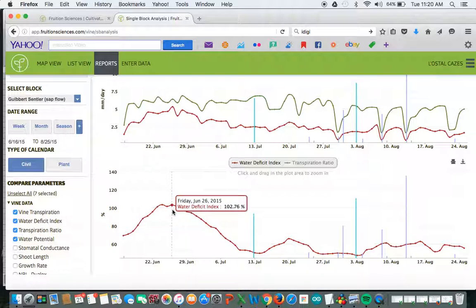This is a very simple index, and it standardizes everything across different blocks with different crop coefficients, and it's very, very simple to read. If you have questions about reading it, you can check out the link to our other video for interpreting the WDI index.